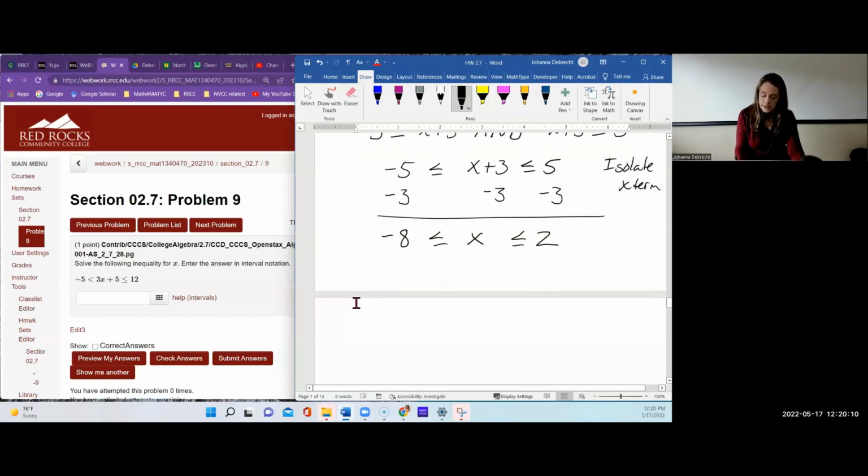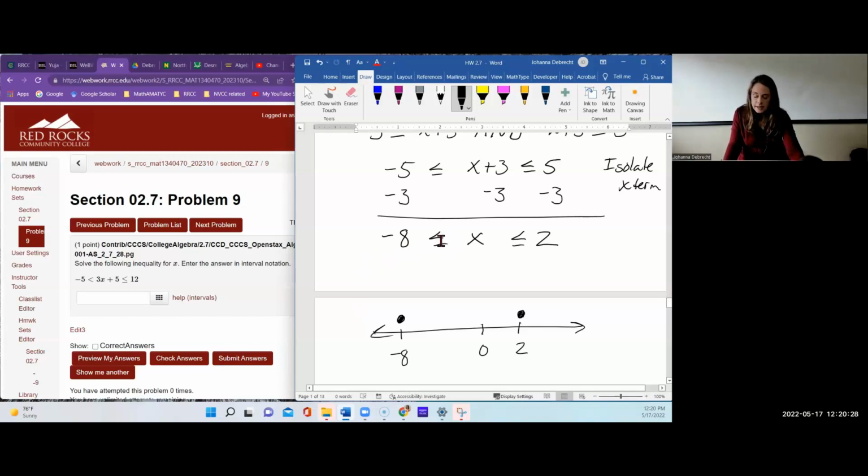Again, I'm going to put this on the number line. Here's 0 as a reference point. 2 is about here, and -8 is about here. They both have or equal to, so I'll make them both solid balls.